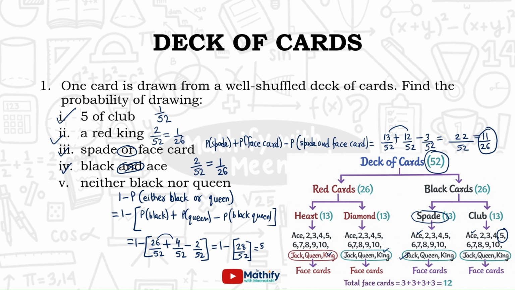So that means 52 minus 28 by 52. You can say 24 by 52, and in simplest form you can say 6 by 13 if you look at the table of 4. This is the final answer. Okay, so I'm writing here too. Let's move to the next question of the deck of cards.